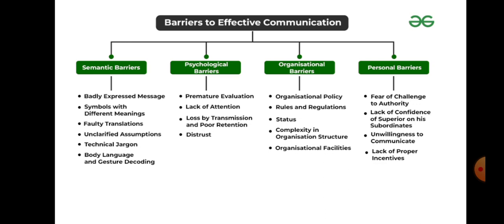Next one is the psychological barrier, which includes premature evaluation, lack of attention, loss by transmission, poor retention, and distrust. Next one is the organizational barrier, which includes organizational policy, rules and regulations, status, complexity in organizational structure. Next one is the organizational facilities.